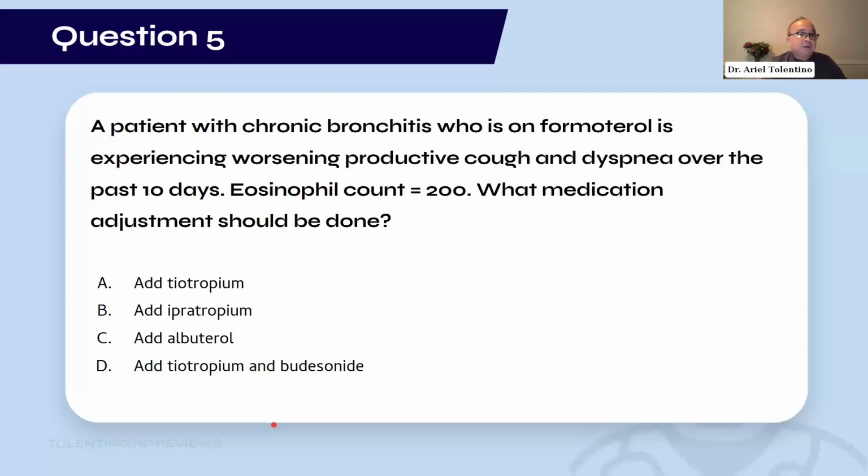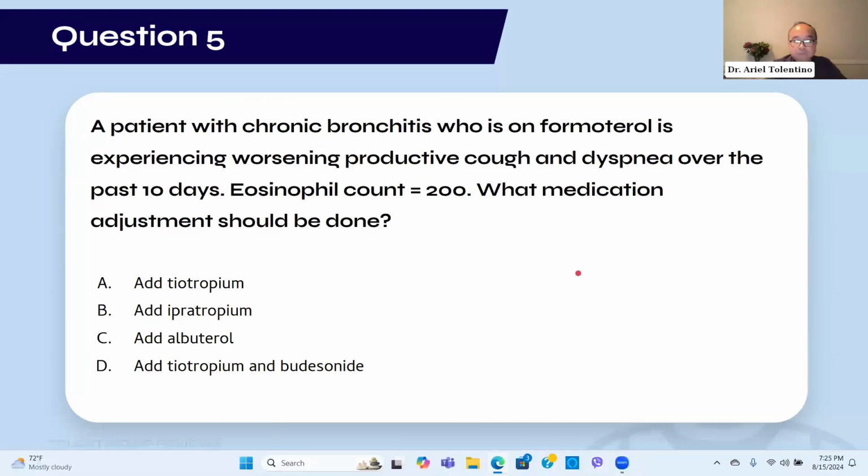The last question: a patient with chronic bronchitis who is on formoterol is experiencing worsening productive cough and dyspnea over the past 10 days. Eosinophil count was determined to be 200. What medication adjustment should be done? Okay, so let's pull up the poll, please. Please feel free to answer, and don't forget to click submit to be part of our Q&A.